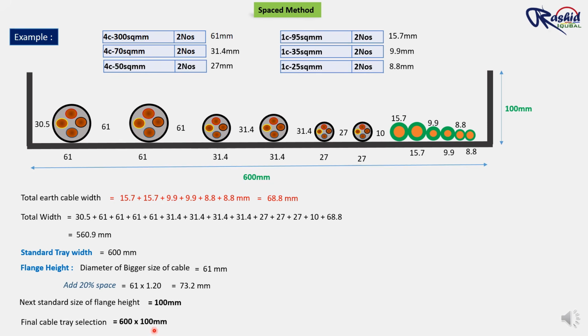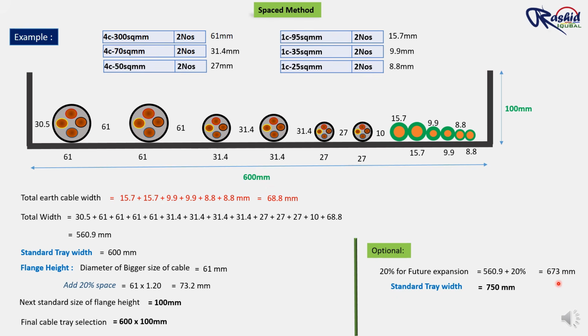Now one more important thing: in this calculation we did not reserve 20% space for future expansion. If your client has sufficient budget and is planning for future upgrades, you can consider this option. So I made a calculation for 20% space for future expansion. 20% future expansion equals 560.9 plus 20%. This is our requirement: the total width of the cables with spacing plus 20% equals 673 mm. So after adding 20%, it becomes 673 mm.